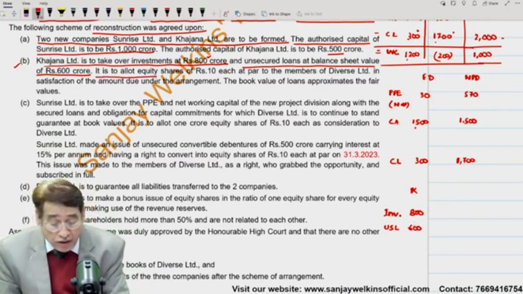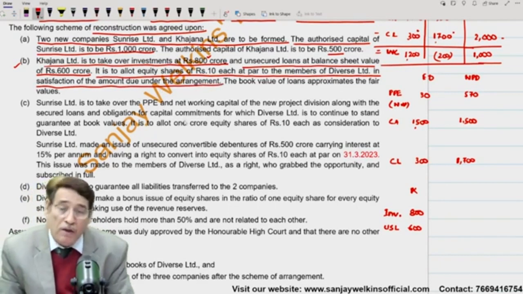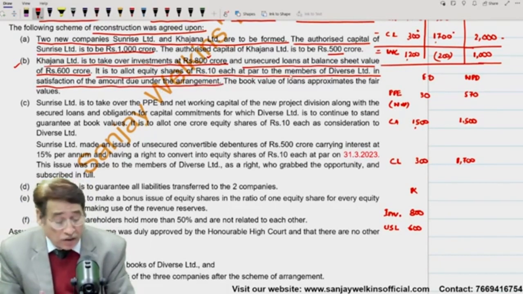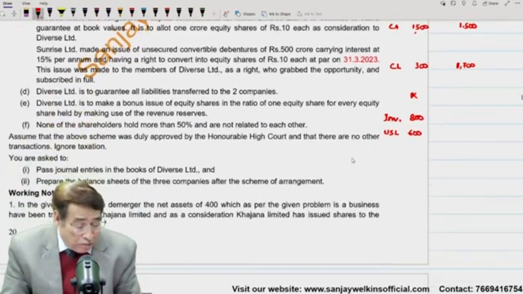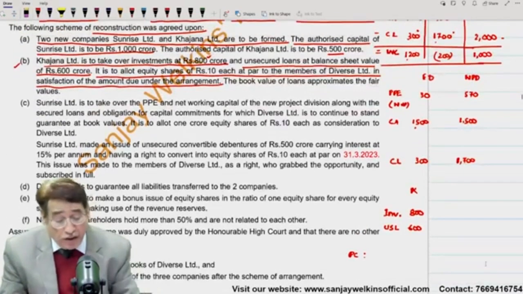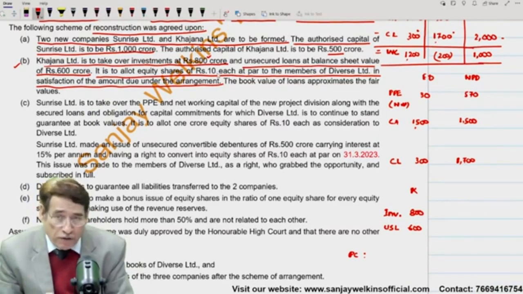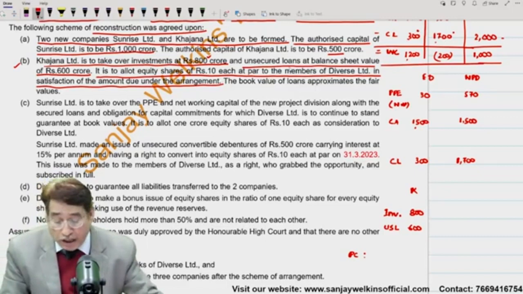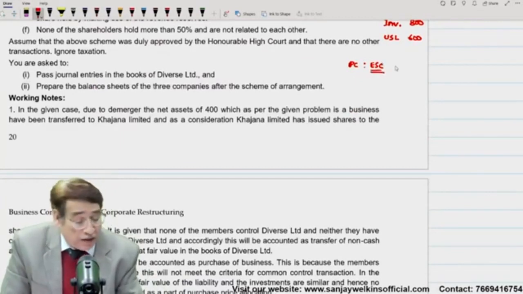Further, it is given that Khajana Limited is to allot equity shares of 10 each at par to the members of Diverse Limited in satisfaction of the amount due under the arrangement. So in this particular case, Khajana Limited is to allot equity shares. It is simply given that Khajana Limited is going to provide the purchase consideration, although purchase consideration is not given in absolute terms. It is written in the question that Khajana Limited is to allot equity shares of 10 each. How many equity shares, it is not given to us. So we do not know at this particular moment the amount of purchase consideration, but whatever may be the purchase consideration, it is being given to the members of Diverse Limited. So of course, purchase consideration is being given by way of equity shares, no doubt about that. And it is being given to the members.